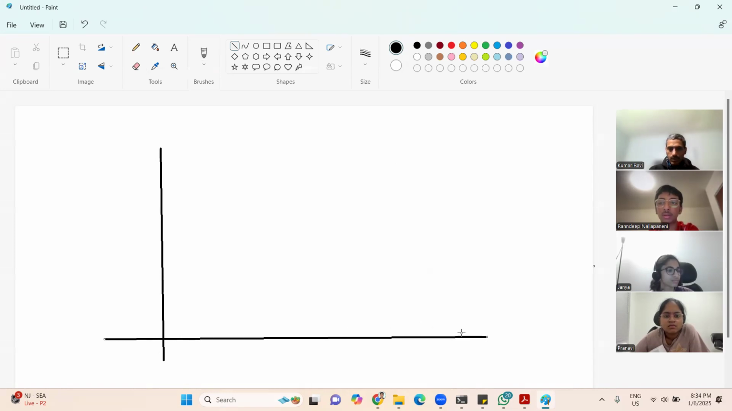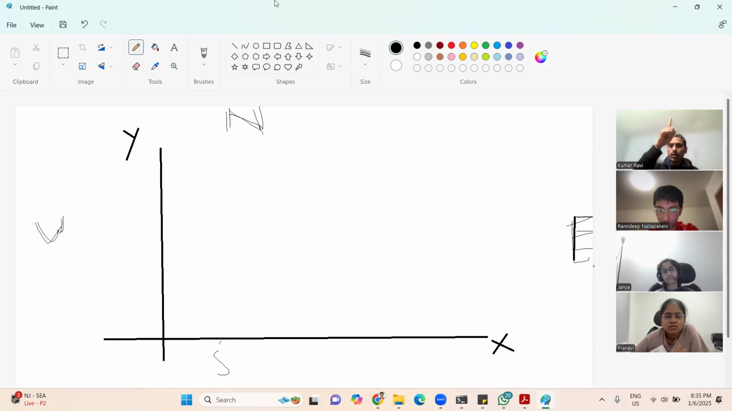So this is the y-axis, this is the x-axis. Generally, you should know this. This is the east direction. This is west. This is north. This is south. Did you understand this? Your right-hand side is east. The left-hand side of the screen is west. Your head top is north and bottom is south.